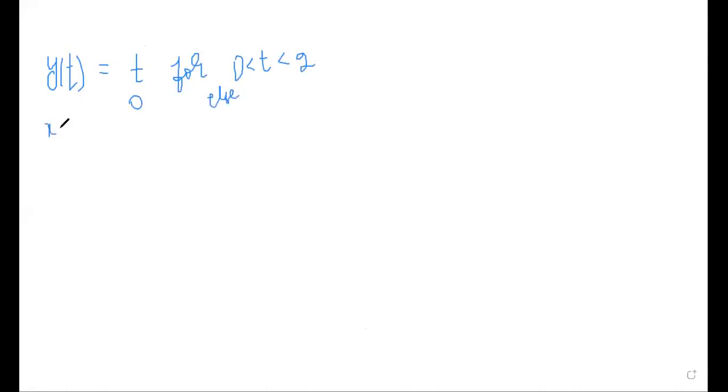And x of t is equal to 1 for 0 less than t less than 1 and 0 elsewhere. So for this we are going to perform the convolution integral. Since y of t is given in the question, my output is z of t. Don't forget to write z of t as the output.